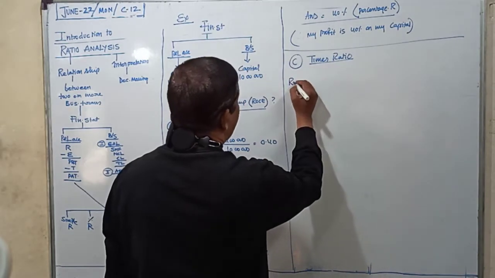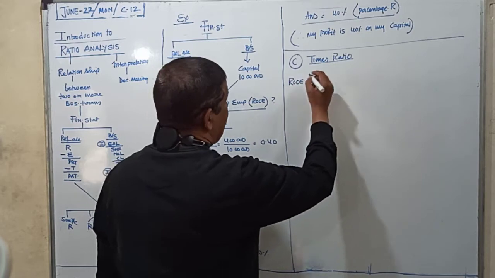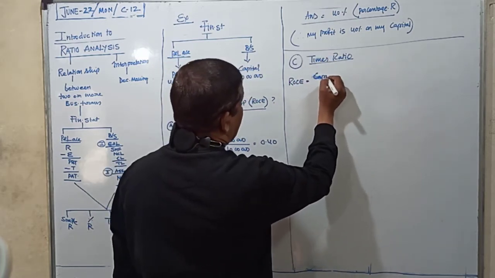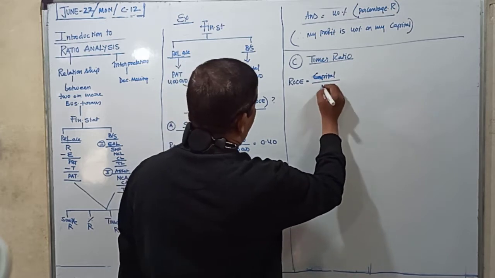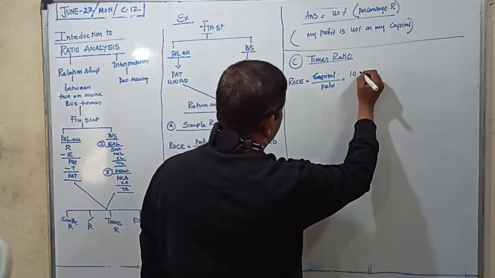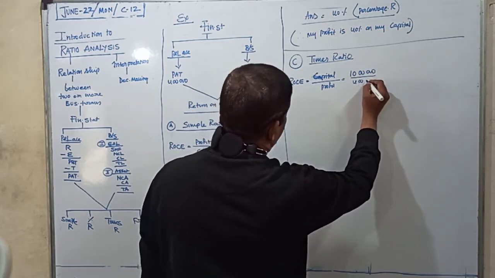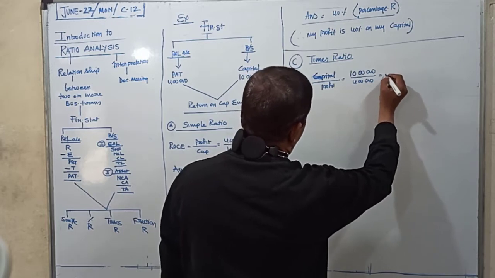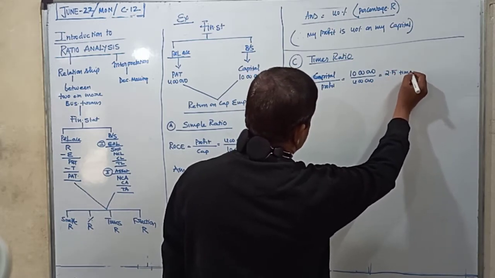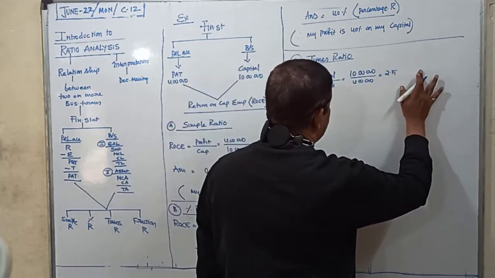So here, return on capital employed is equal to capital by profit. What is my capital? My capital is 10 lakhs. What is my profit? My profit is 4 lakhs. So if you do this, you get 2.5 times. This is called that. So the answer is 2.5.